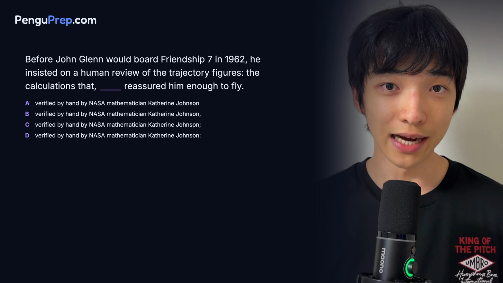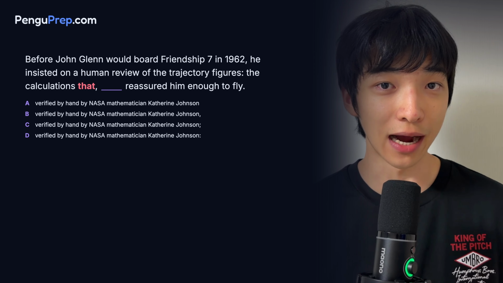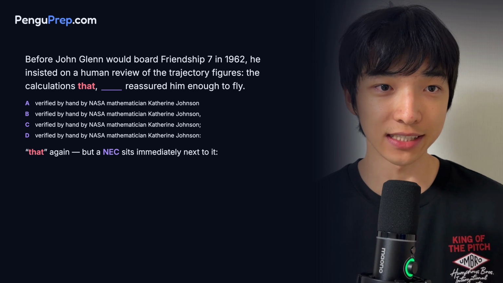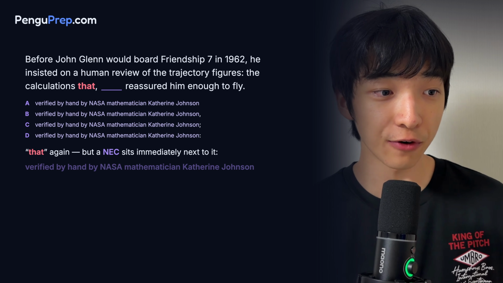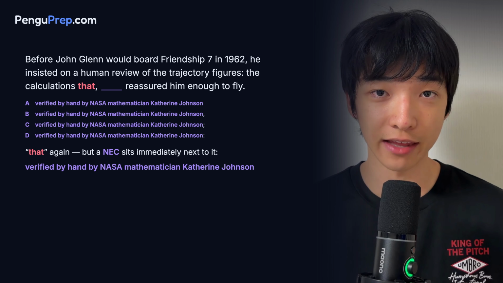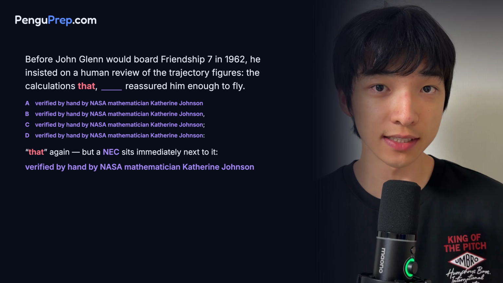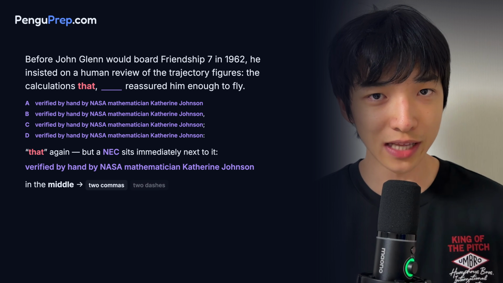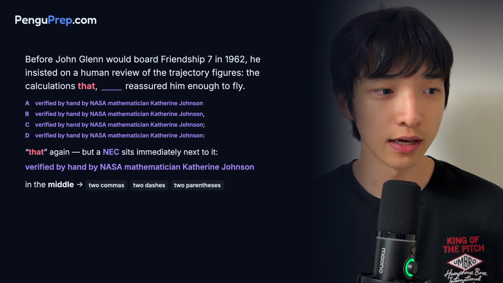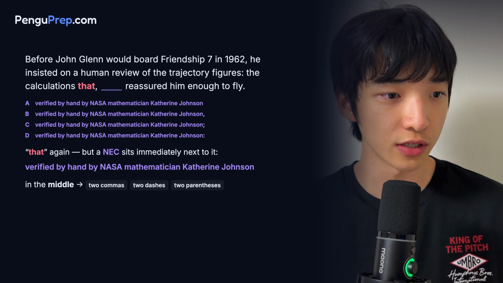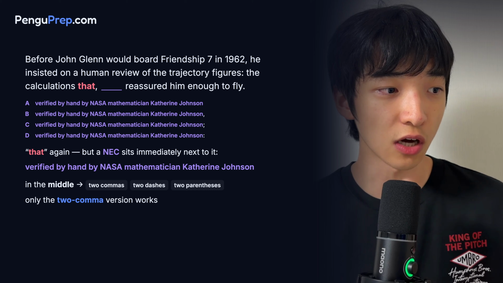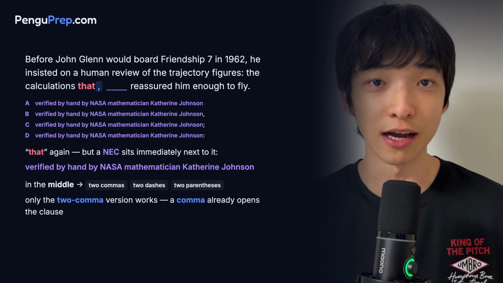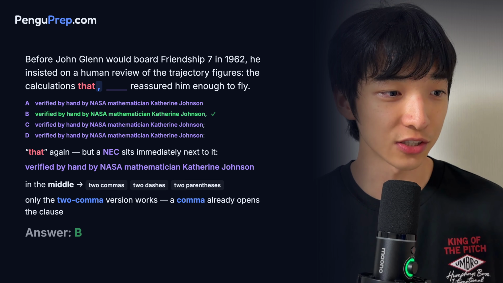For the second problem, I see the word "that" again, but this time I see a non-essential clause immediately next to it. The non-essential clause is "verified by hand by NASA mathematician Katherine Johnson." And because this is a non-essential clause that's in the middle of a sentence, we need to place 2 commas, 2 dashes, or 2 parentheses around it. Here I see the 2 comma version is the only one that's available because there's already a comma placed at the beginning of that clause. So the correct answer is going to be B.